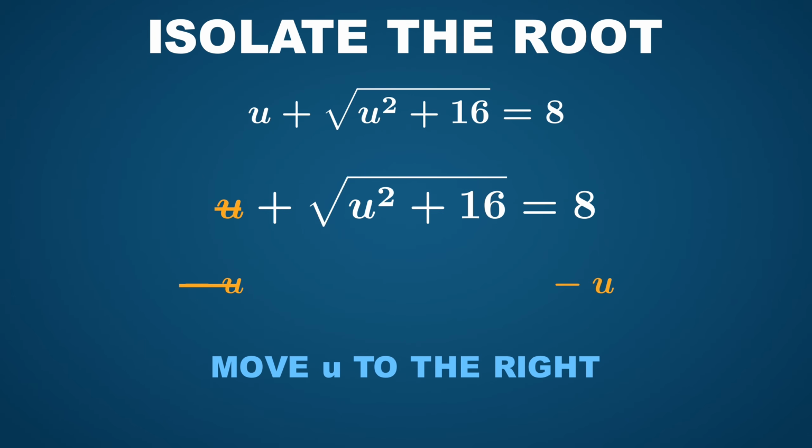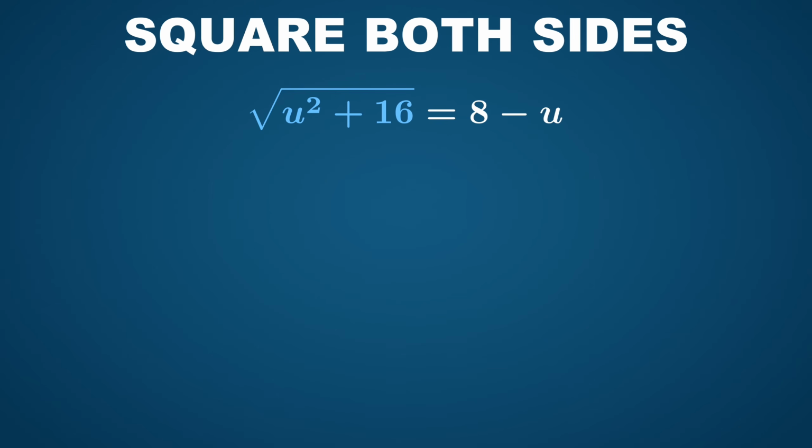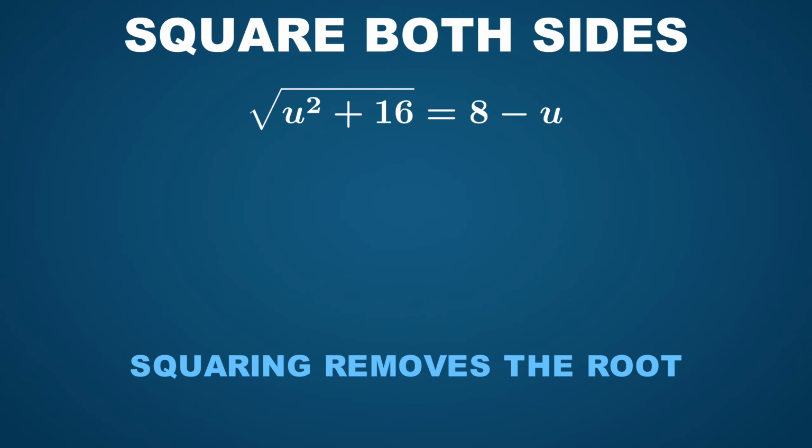On the left-hand side, we have an initial positive u and we subtract a u from it. The positive u and negative u cancel each other out to leave absolutely nothing. This cancellation successfully leaves the square root term completely by itself. Our equation now has the square root on the left and 8 minus u on the right. We must proceed to eliminate the square root symbol from our current equation. The established mathematical technique to remove a square root is to square the term.